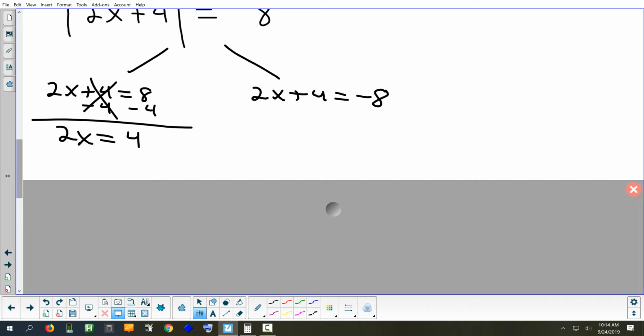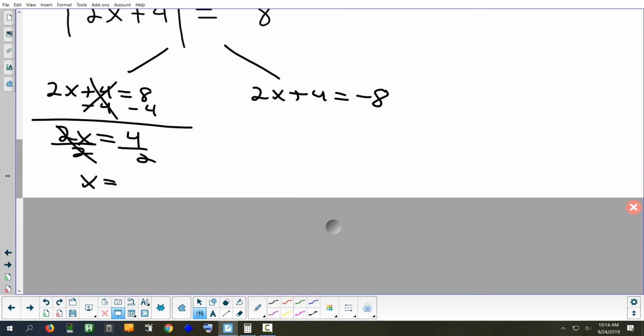And my last step. Yeah, divide by 2. Perfect. There you go. So Princess, what's 4 divided by 2? 2. Yep. There we go. So x equals 2. And if you stop there, I give you half. You got one answer. Now the second answer, do the same steps again.